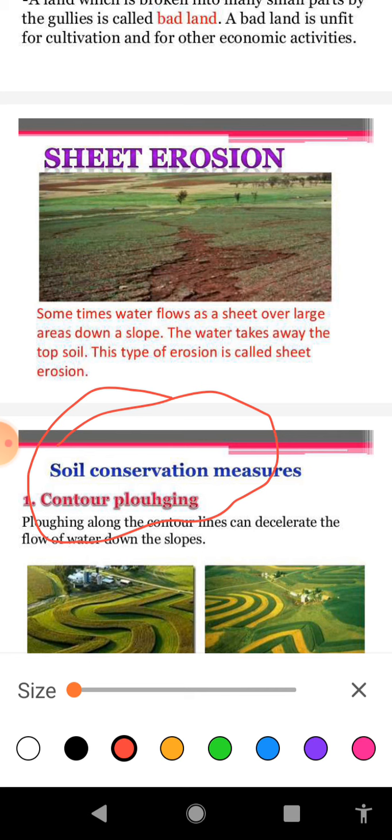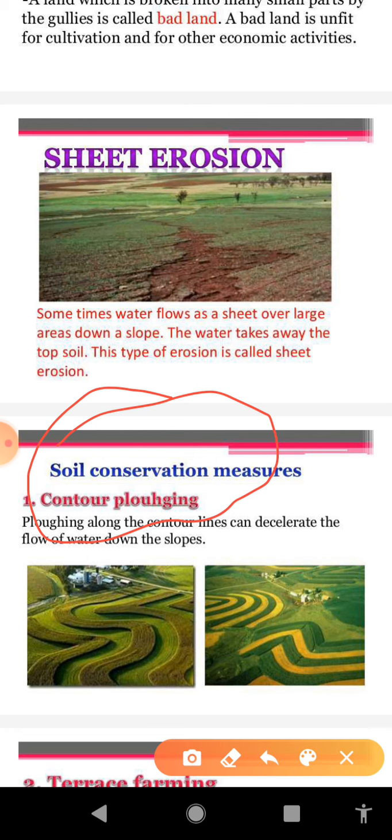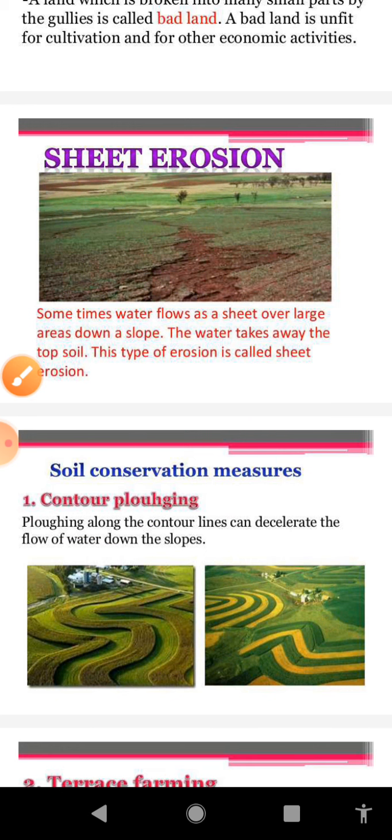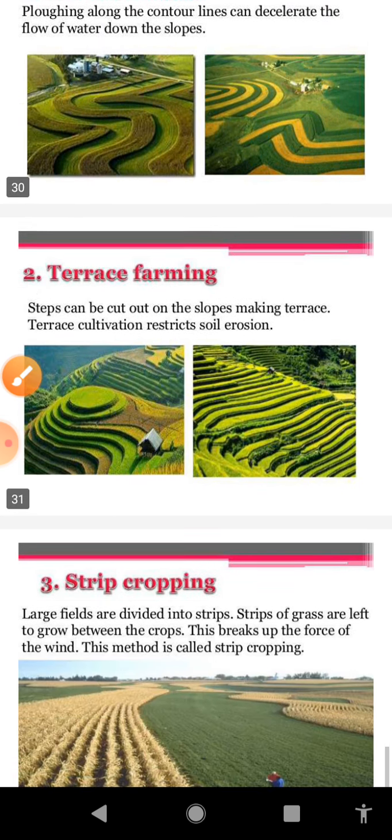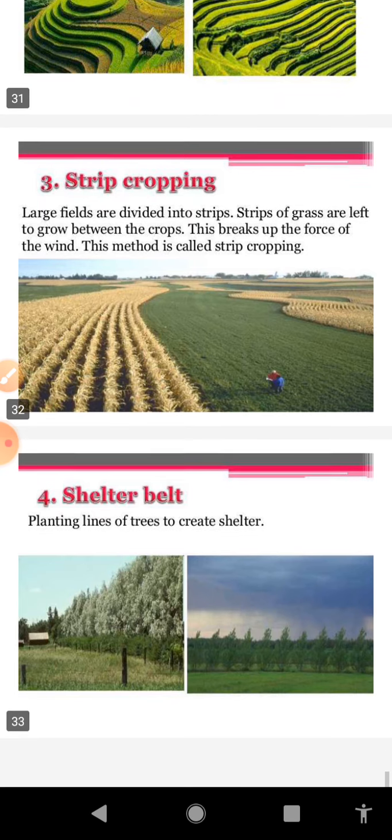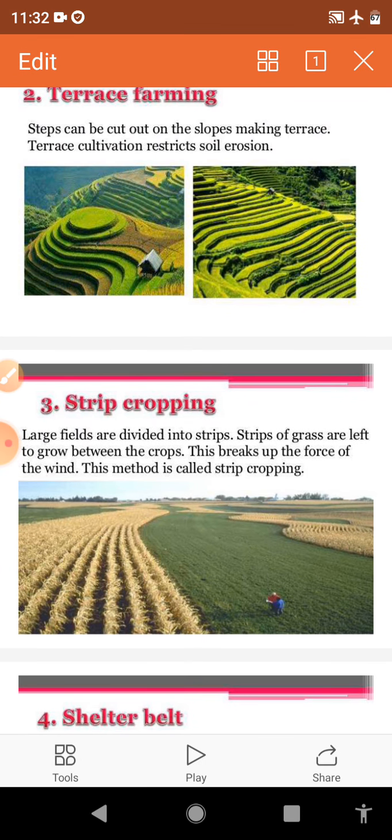Then construction of dams or embankments along the course of the river can also help in controlling soil erosion. And other points you can include here, like contour plowing, terrace farming, strip cropping, shelter belts. So these points can also be included if you are getting the question, what are the steps that can be taken to control soil erosion.